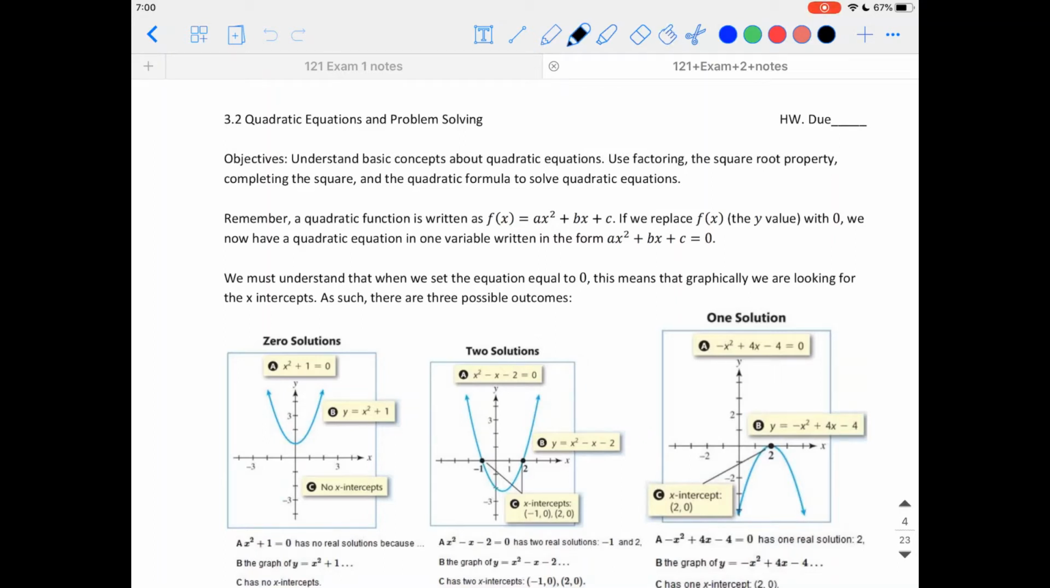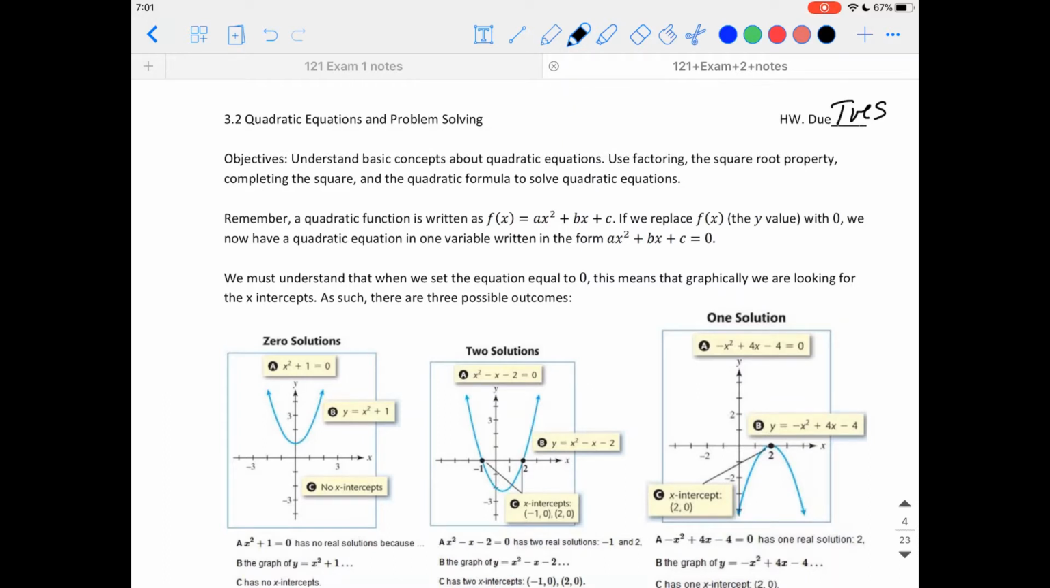Now we're going to talk about quadratic equations, and we're going to solve some problems that use quadratics. So the objectives are to understand the basic concepts about quadratic equations, and to use factoring, the square root property, completing the square, and the quadratic formula to solve quadratic equations.